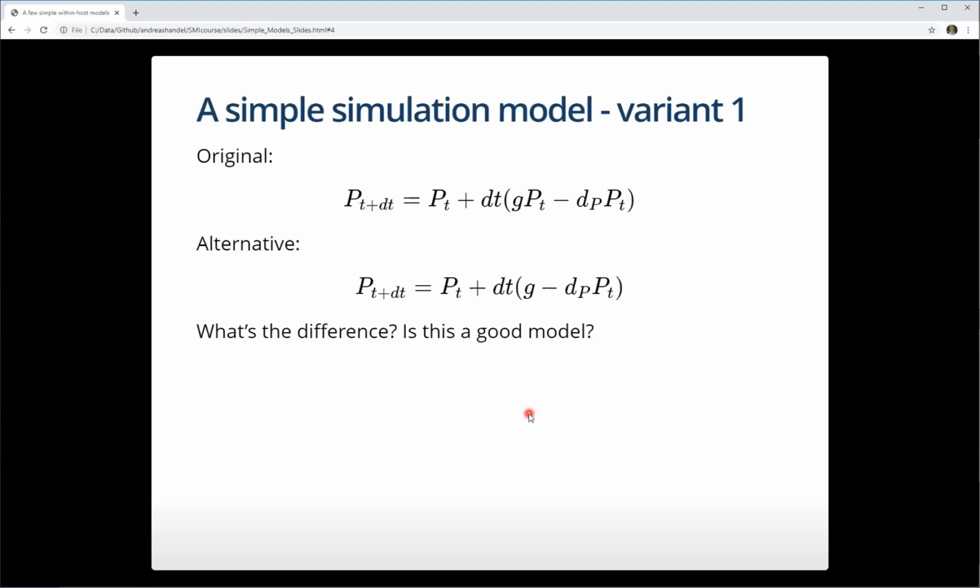The growth doesn't depend on the population. It's probably not a good model for most. The second one. Yeah, so the growth does not depend on the population, or another way of saying it, it's not exponential growth. It's instead linear growth.